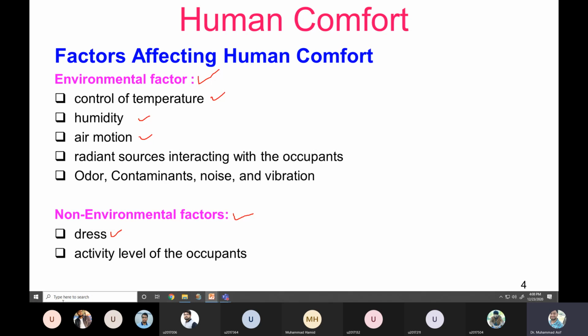Similarly, the activity level of the occupant is also important for human comfort. For the same conditions, the amount of heat released during one activity will be different compared to another activity. For example, the amount of heat released while sitting is entirely different compared to the exercise you do in the gym.